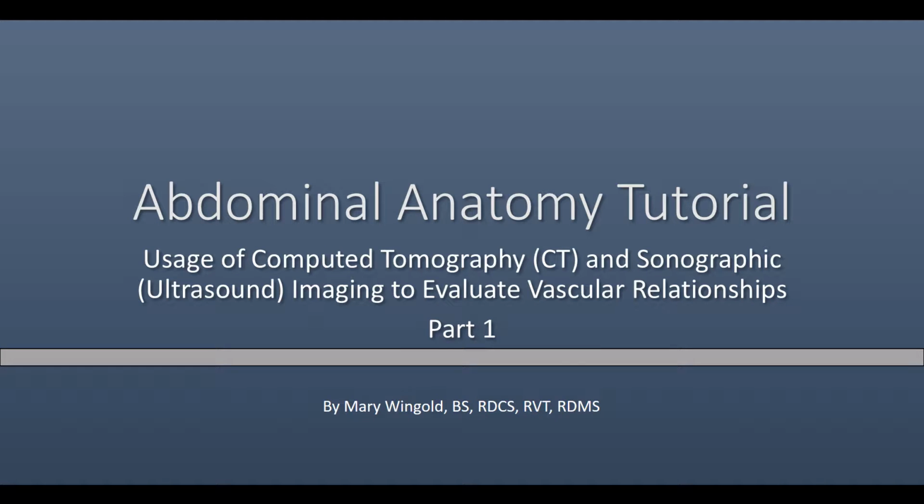In this tutorial, we will be discussing abdominal anatomy. We're going to approach this a little differently. We're going to use computed tomography cross-sectional images and learn the anatomy and then relate that to the sonographic images or ultrasound images. In both of these cases, we are going to evaluate the vascular relationships within the abdomen.